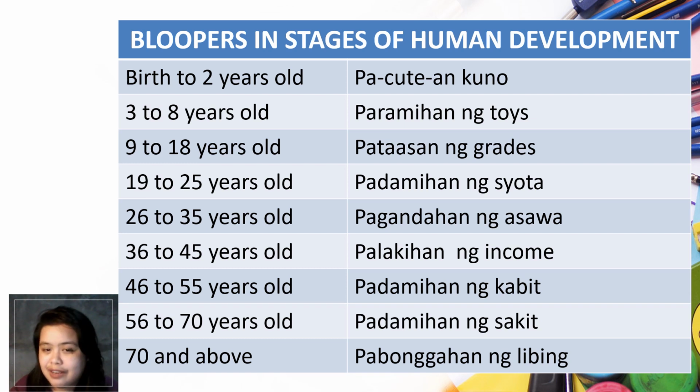36 to 45, palakihan ng income. 46 to 55, padamihan ng kabit. 56 to 70, padamihan ng sakit. And 70 above, pabonggahan ng living. Okay, so I just inserted this kasi medyo I find it funny.